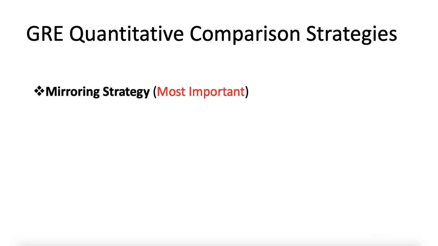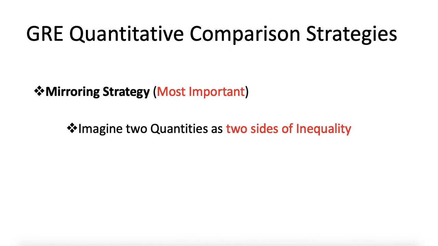And the actual reason for making this video is to get generic and perfect strategies to solve quantitative comparison questions quickly and efficiently. Let's start with a very important and highly preferred technique, that is the mirroring technique. So what exactly is the mirroring technique? In the mirroring technique we consider two quantities as two sides of an inequality, but the real issue is we don't know what exactly the sign is in between them.